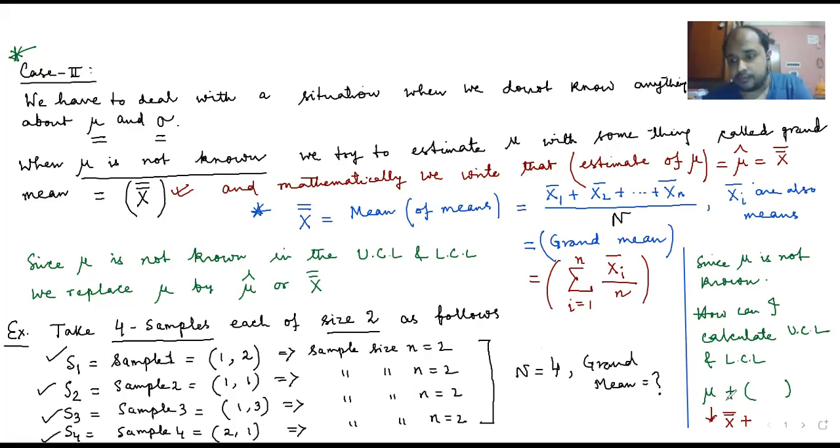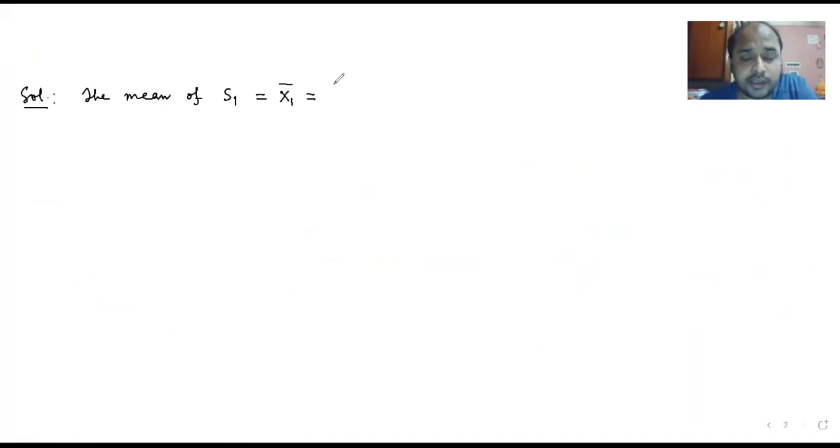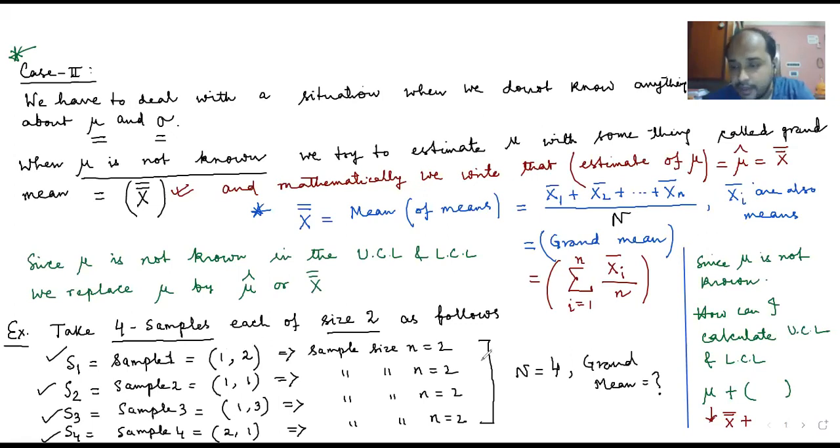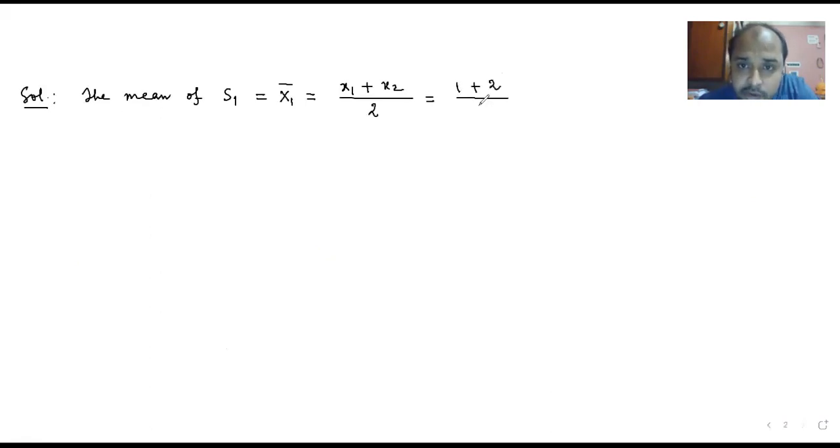Okay, so let us calculate this. The mean of S1 is X1 bar. X1 bar means the items present in it, small x1 and small x2, divided by 2. Looking at the pair, small x1 is 1 and small x2 is 2. So the first value is 1 and the second value is 2, divided by 2 because only 2 items are there. This would be 3 by 2, which is 1.5. That is your X1 bar.